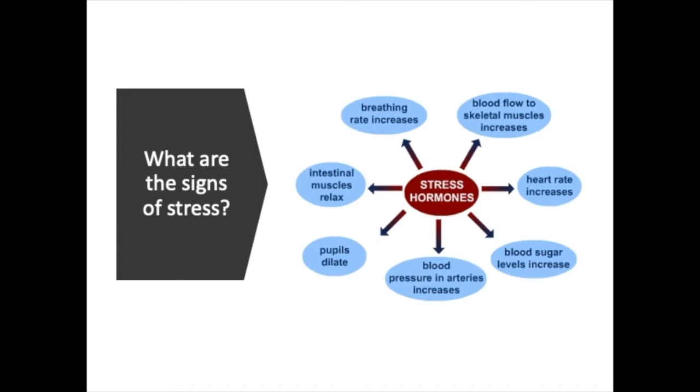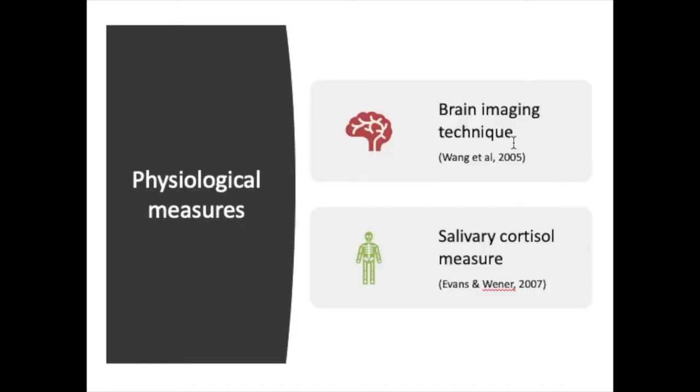Okay, but in the syllabus we're only looking at two. The first one is brain imaging technique, using fMRI. If you recall, we studied this in Kangley et al., to do with emotions and memory, I think. The second is salivary cortisol measure. Cortisol is again a stress hormone, so we are measuring the level of cortisol using their saliva. We take their saliva and measure the level of cortisol in that saliva.